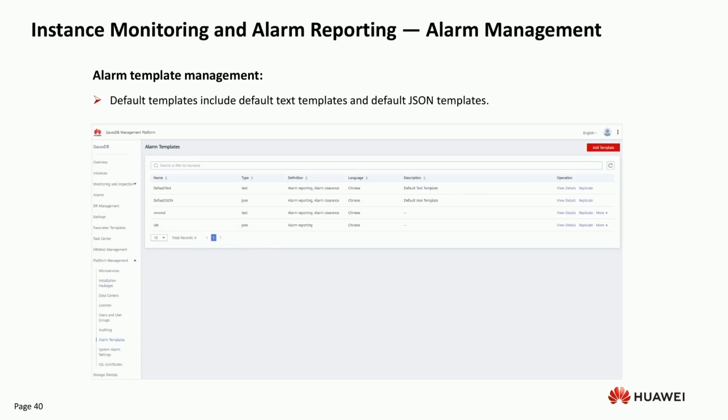The GaussDB management platform allows you to send alarm information to northbound services over interconnection protocols such as SNMP, SYSLOG, and HTTP. O&M personnel can configure alarm templates to customize the alarm content and data to be sent so that they can receive notifications in a timely manner.